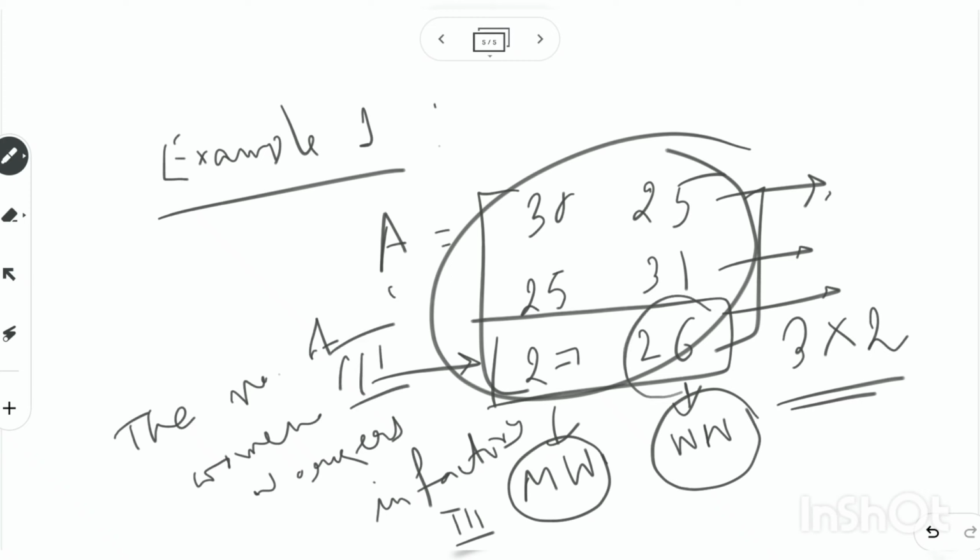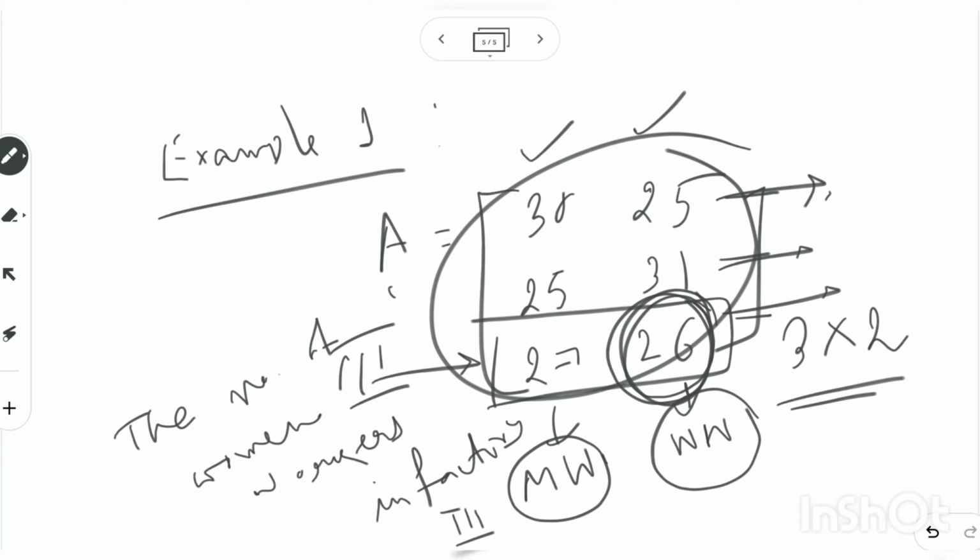So the third row, that is first row, second row, third row, and second column, this is first column and second column. So the entry is 26, and 26 represents the number of women workers in factory 3. Okay, get it? Here are also some examples, example 2 and example 3. You will do them by yourself.